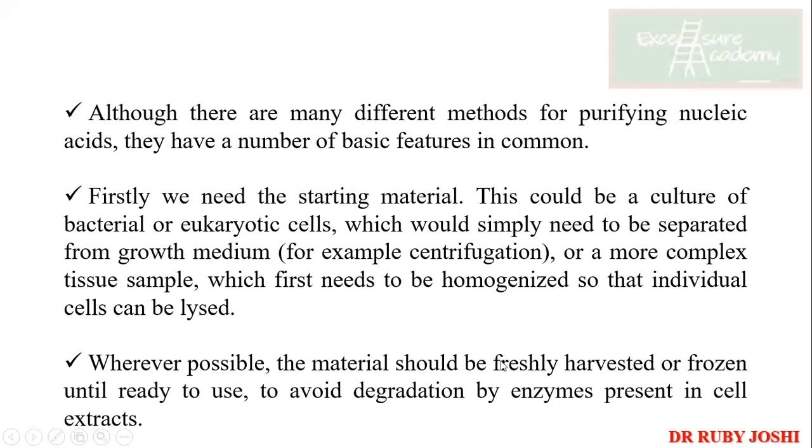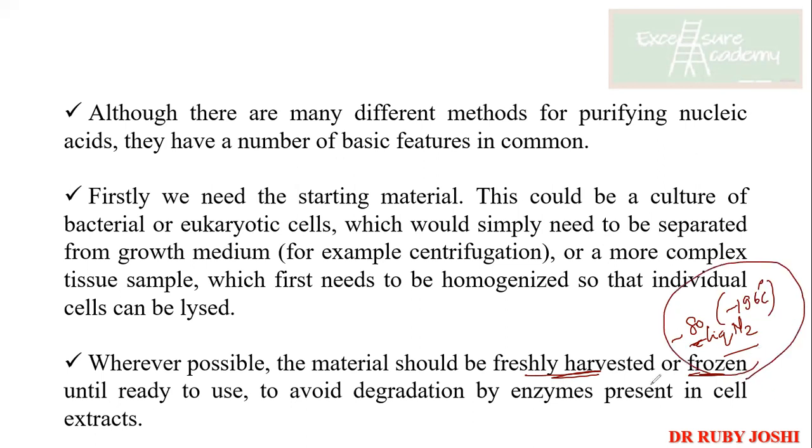Now, depending on the starting material, you can start doing the cell lysis, and always make sure that the cell solution is freshly harvested, or it is kept frozen. Why do we need freshly harvested or frozen? Frozen doesn't mean 20 degrees Celsius or minus 20 degrees. It should be either minus 80, or dipped into liquid nitrogen. Liquid nitrogen is minus 196 degrees Celsius, right? So it should be that frozen, or at least freshly harvested, in order to avoid degradation by the enzymes.